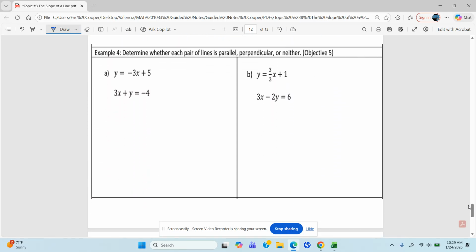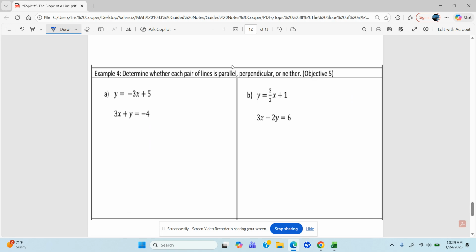Let's do that here. We're going to determine whether each pair of lines is parallel, perpendicular, or neither. So again, what does that mean? We're looking for parallel. Are their lines the same? Are their slopes the same? For perpendicular, are their slopes opposite reciprocals? If they don't fall into either of these categories, then it's neither. So anything else falls into this.